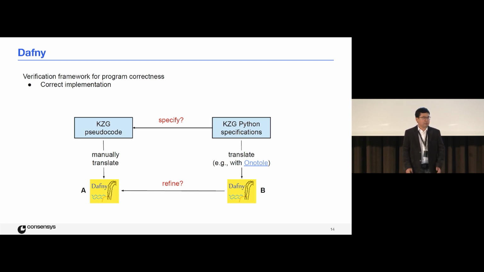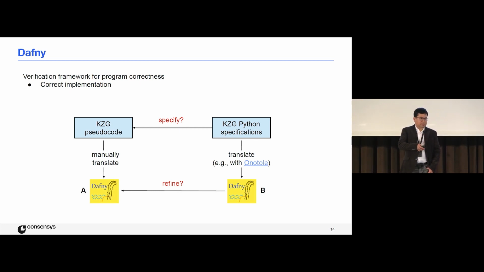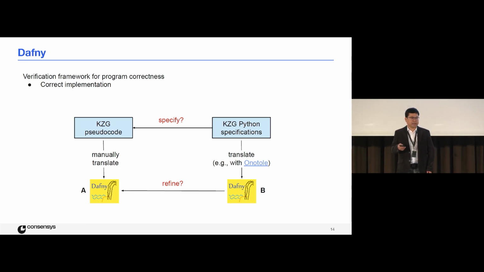Okay, and for this problem, we can use Dafny. This is a verification framework to reason about program correctness. Our idea is that first, we manually translate the KZG pseudocode into a Dafny specification, let's say A, and then we translate the Python specifications into a Dafny specification, let's say B, and then we prove that B is a refinement of A. And to do that, we ensure that the KZG Python specifications are correct.